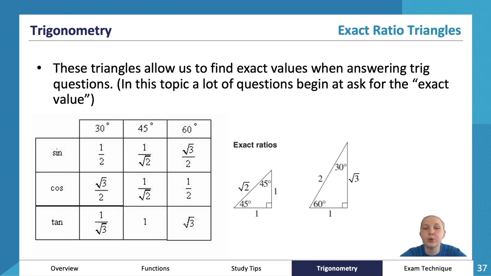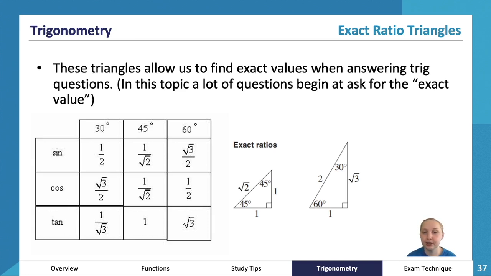So you'll find that when you're doing this topic, specifically in year 11, a lot of your questions are going to begin with "using the exact value" or "find the exact value of." And essentially what they're getting at is they want you to use these ratios to find exact values. The reason they're called exact is because a lot of them use surds. So essentially they're asking for the non-decimal form of the surd.